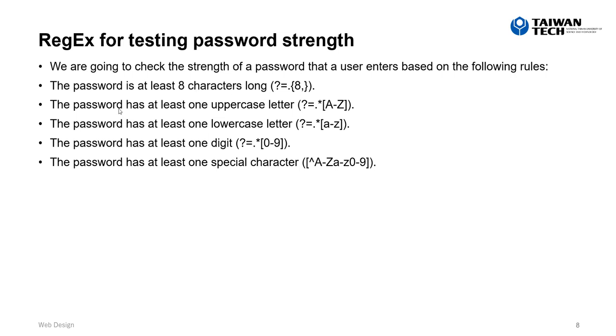And we also want to make sure the user has at least 1 uppercase letter, at least 1 lowercase letter, at least 1 digit, and at least 1 special character. So if your password includes all these rules, that proves your password is strong. Okay, so that is the rule. You can try to use this to help the user understand whether their password is strong or not.